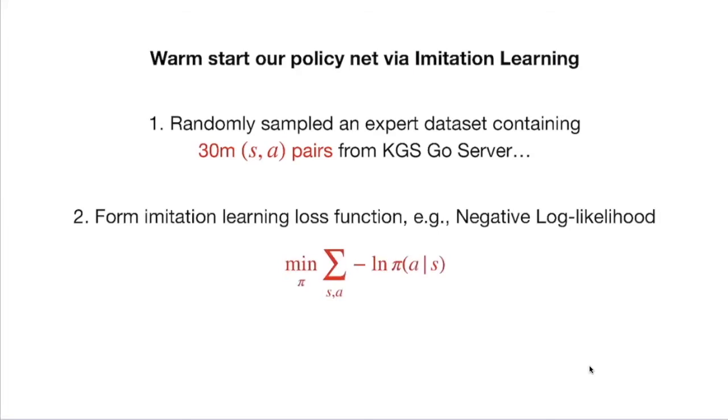And they're not even using fancy imitation learning. What they do is just form an imitation learning loss function. In this case, they use a negative log likelihood, which means you're trying to find a policy pi that maximizes the likelihood of generating these expert actions. So we are minimizing the negative log likelihood, meaning that you're maximizing the log likelihood.